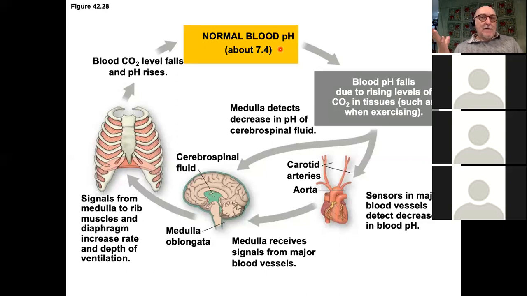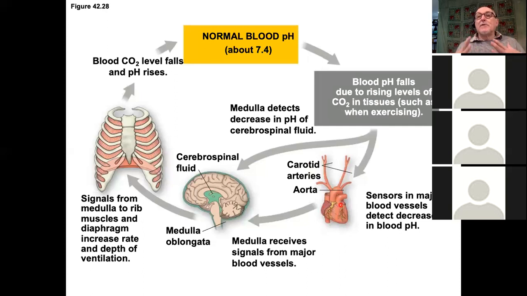This is exactly what happens, for example, if you're exercising very, very rapidly. You begin to build up carbon dioxide levels in the blood. pH begins to fall, and the medulla of the brain registers that. And there are also sensors in the blood vessels and in the blood vessels of the heart, which detect the fall in pH.